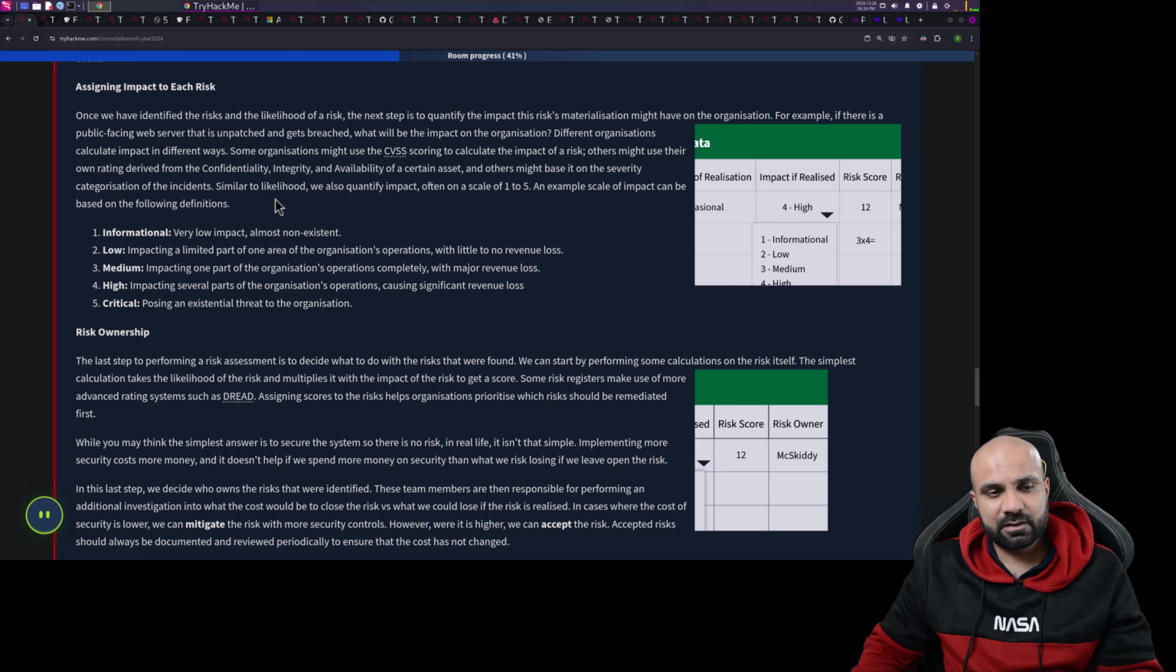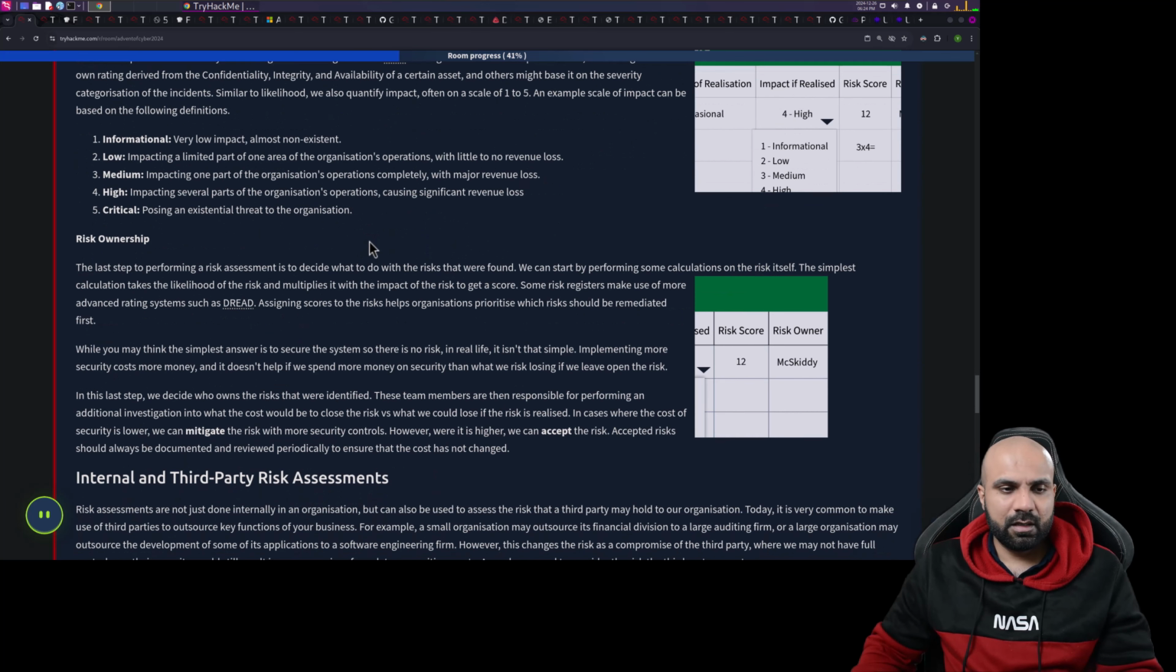Similar to likelihood, we also quantify impact often on a scale of 1 to 5. An example scale of impact can be based on the following definitions. Informational, very low impact, almost non-existent. For example, some vulnerability can give the version number of the software that we are running on the server. So this could be informational.